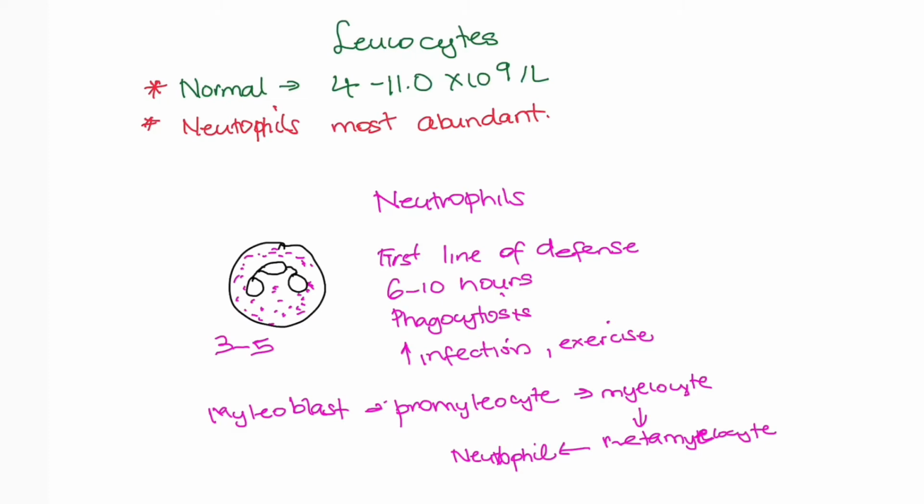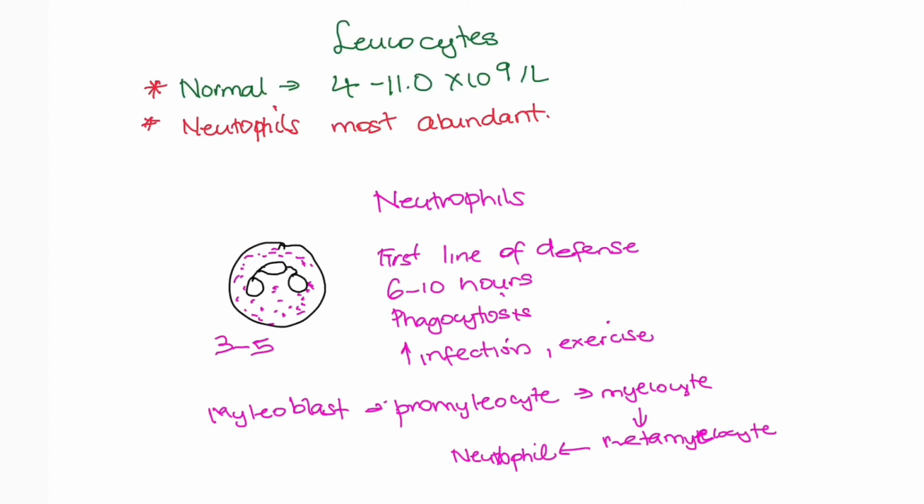All right. Next, it's the body's first line of defense. So when there is an infection or you get a cut, it's the first type of cell that will go to the area. And so in the first 48 hours of an infection, it's the most predominant. It only has a very short lifespan of somewhere between 6 to 10 hours. It has phagocytic properties, and so as I was saying, if there's a bacterial infection, it will go there and try to get rid of it.